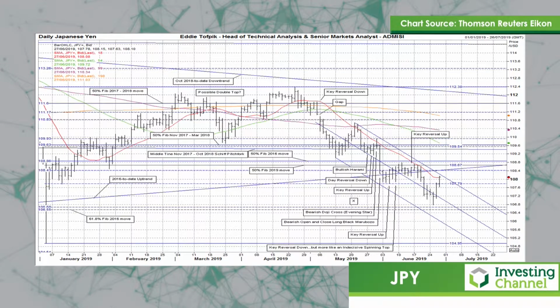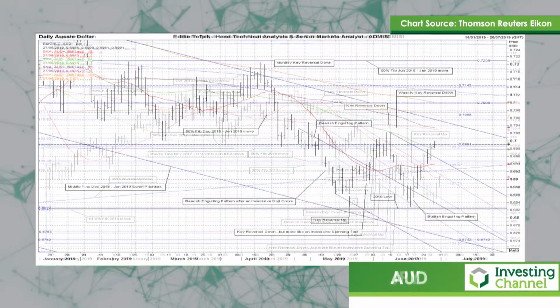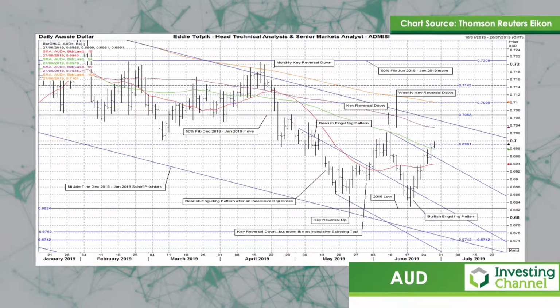Finally, the Aussie dollar against the US dollar. A counter yesterday to the previous session's indecisive spinning top pattern, with a bullish long white marubozu that punched up through and closed over the upper tine, currently 69.59, of the bearish April to June shift pitchfork. This pitchfork now looks set to retire.